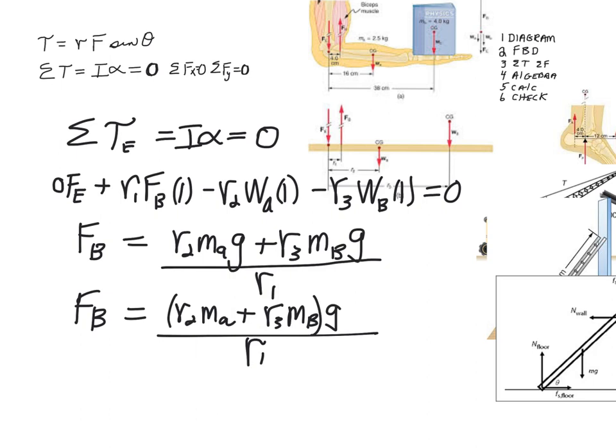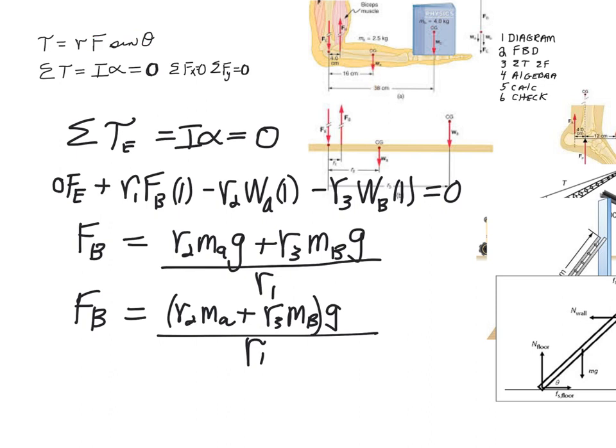I wrote down every torque. The force of the elbow is 0 torque because R is 0. For every other one, I'm writing R F sine theta. So here's R1, force of the bicep muscle, sine of 90 degrees. I didn't want to write it out, so I just put in a 1. But don't forget, you've got three things: R, F, and the sine of the angle.